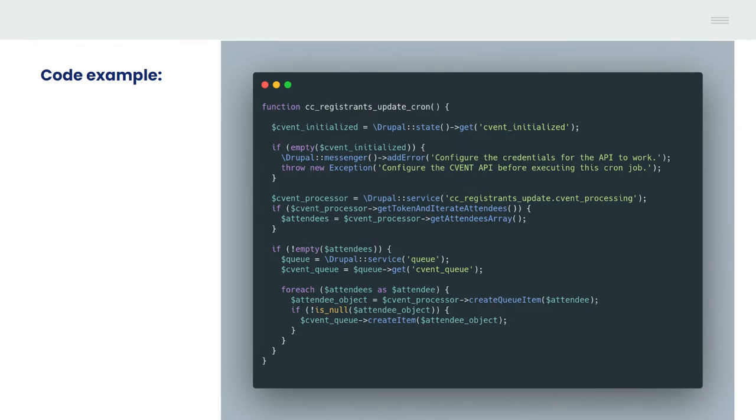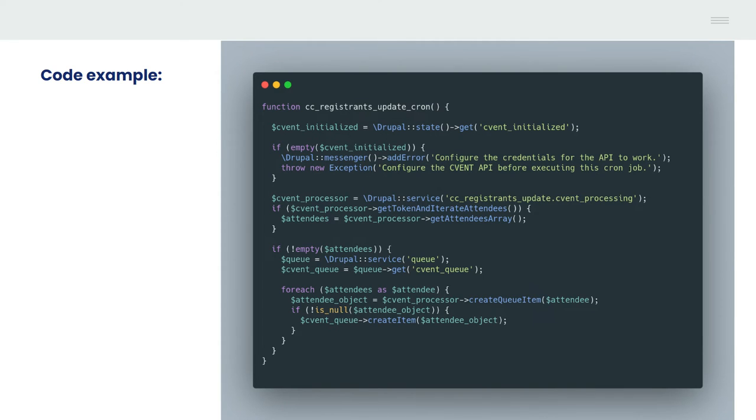This is just a brief example. This is like the core of the first cron job. I'm saving the state of the date, and checking if the cron jobs were initialized in the state management from Drupal. So I check if the event was initialized, then I throw an error and tell the user, hey, this wasn't initialized. And then I create a service that is basically authenticating. So it gets the token and iterates the attendees. And then if there are any attendees, I use a variable.